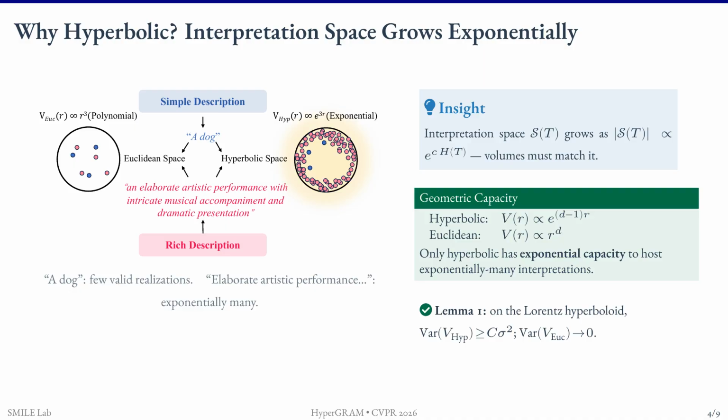The reason is capacity. Think about how many video and audio pairs could fit a description. A dog: a few dozen. Now think about a rich description: 1,000. We call this interpretation space, and it grows exponentially with semantic richness. Hyperbolic space also grows exponentially. Euclidean space grows only polynomially. So to host an exponentially large set, you need an exponentially growing space. Our lemma proves this. Hyperbolic volume preserves variance, Euclidean volume has to collapse. The collapse isn't a bug, it's a theorem.